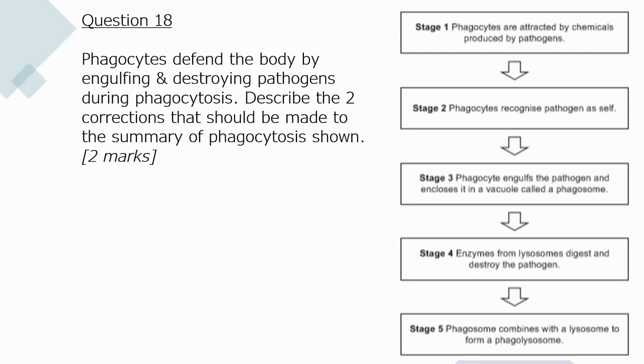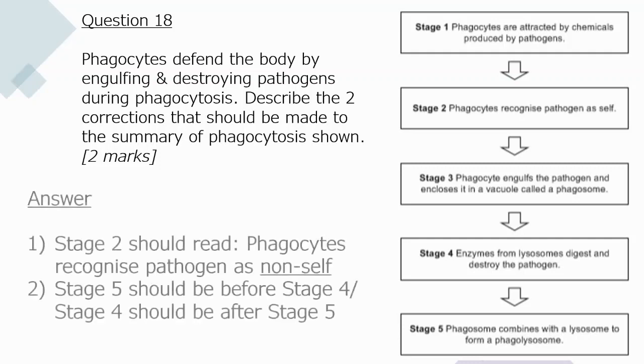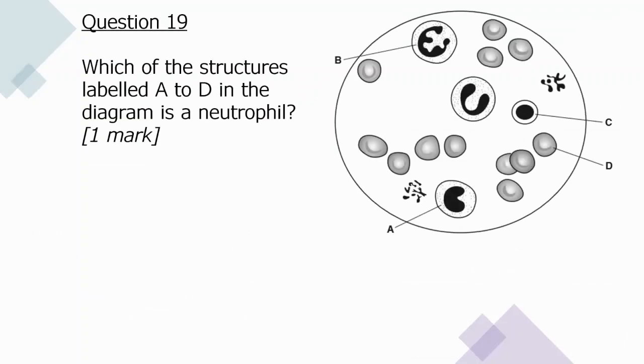So I'll allow you to pause the video and read through those stages, but I'm just going to go through the answers here. So stage 2, which says phagocytes recognize pathogen as self, should read phagocytes recognize pathogens as non-self, and then stage 4 and stage 5 should be the other way around. So stage 5 should come before stage 4, or stage 4 should come after stage 5, and you can see our answer here. Question 19, which of the structures labelled A to D in the diagram is a neutrophil?